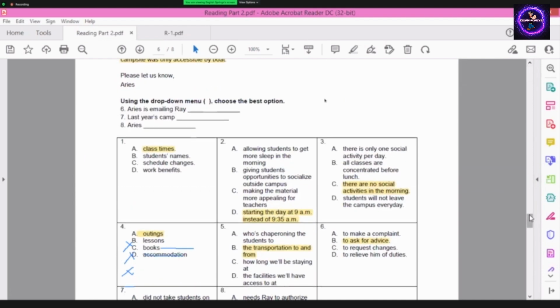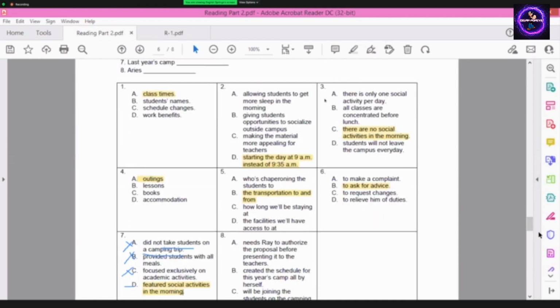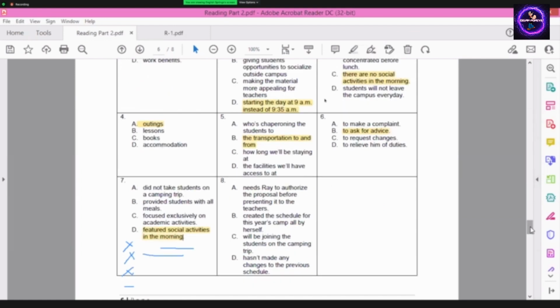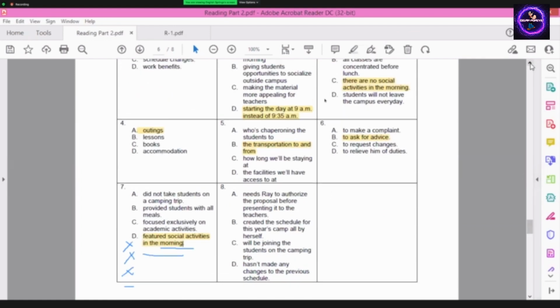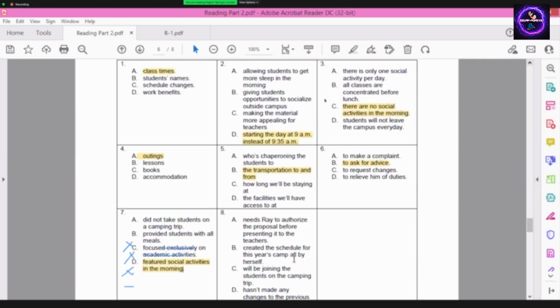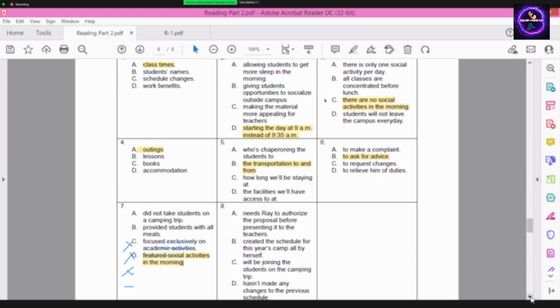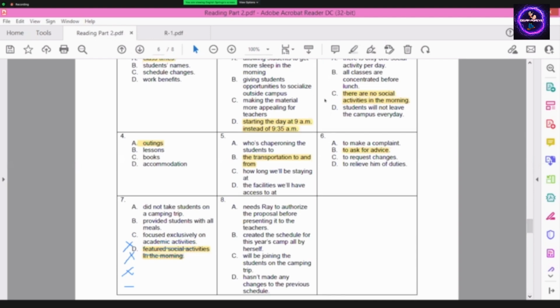And the last one, A: release needs Ray to authorize the proposal before presenting. It's not authorized. Okay, let us see. Created the schedule for this year's camp all by herself. Will be joining students on the camping trip. Hasn't made any changes to the previous schedule. She's asking for input from Ray. Previous schedule. What do you understand?